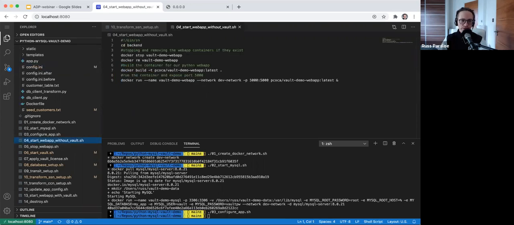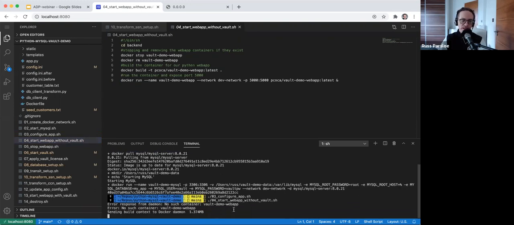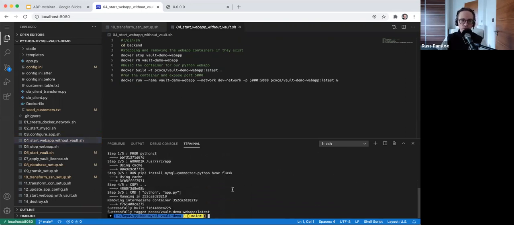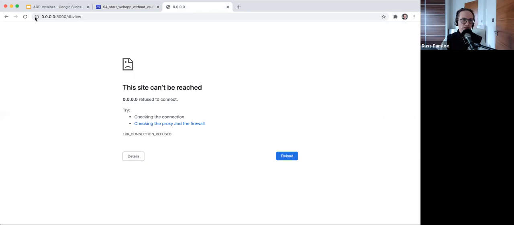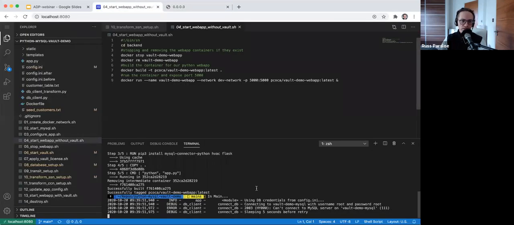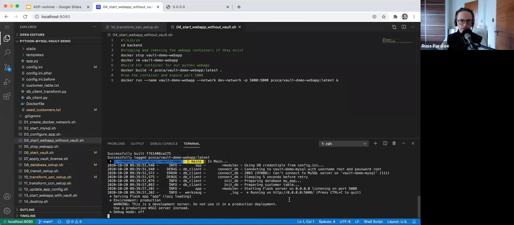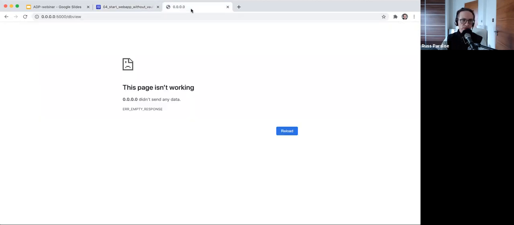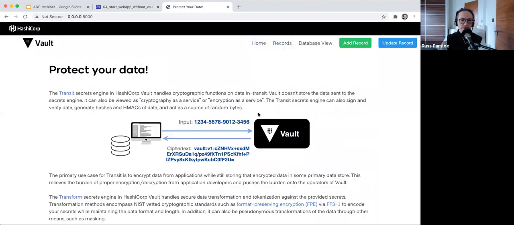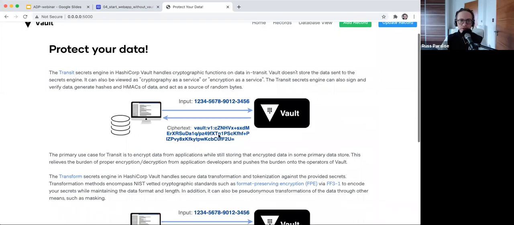And then the last thing I'm going to do is run my application so you can see what it looks like. And this is running, as I said, without Vault in place. So let's take a look. Hopefully our application is running. I'll give it a second. Oh, there we go. It just took a second, I think. There we go. Okay, so if we look at our application, a very simple application.